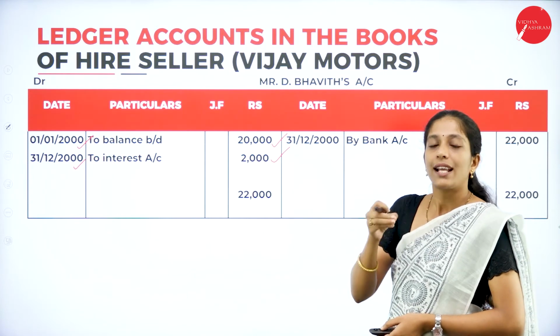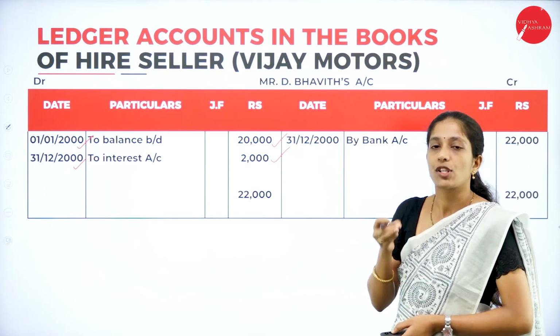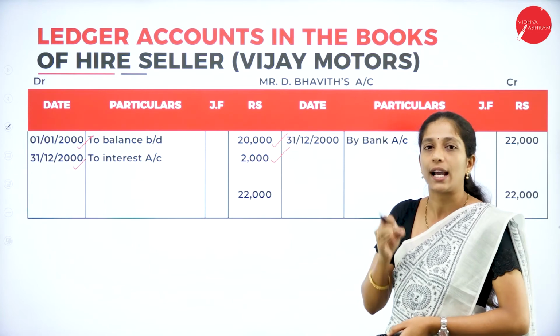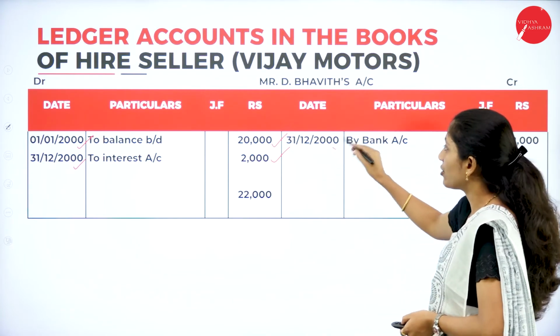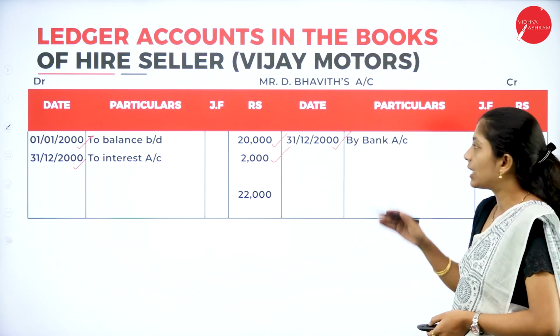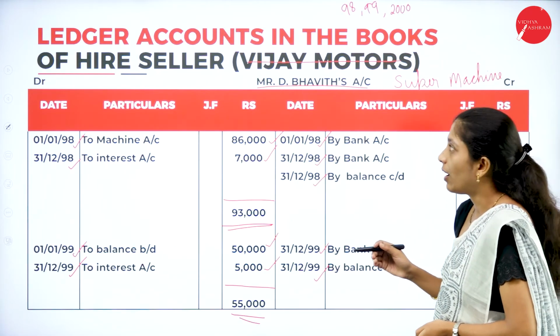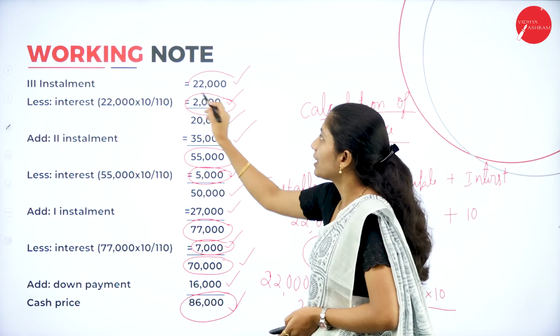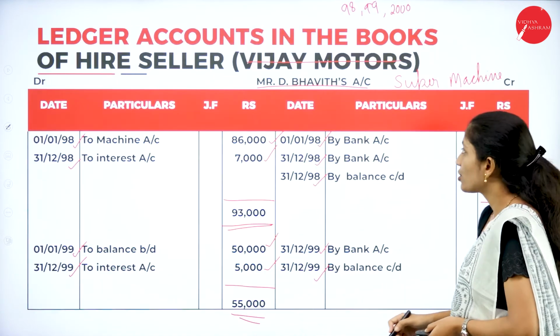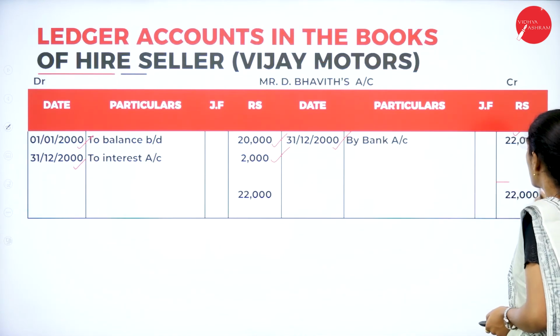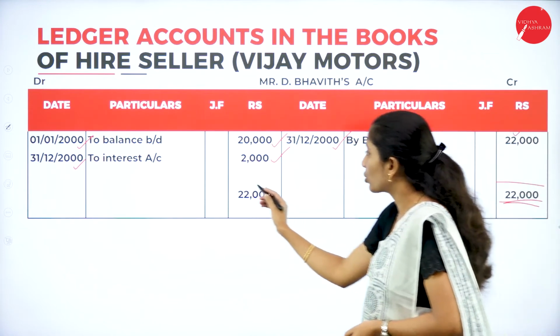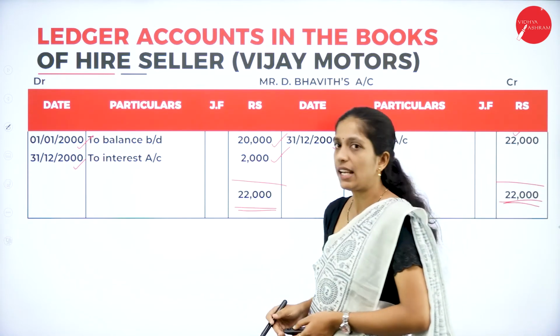Now next is what? Installment received. So what is the entry? Bank account debit to hire purchaser account, end of the financial year 31st 12/2000, by bank account. So how much? Let's see how much installment they have paid. It is 22,000. So record that 22,000. So at the end of the third year, the total of debit and credit side will be equal.